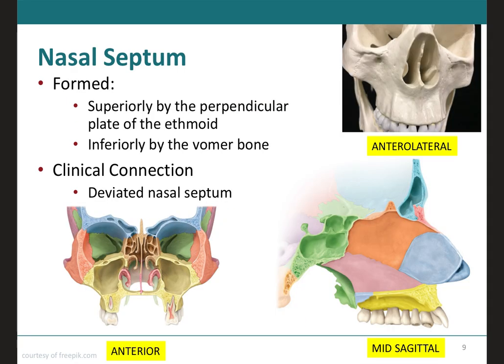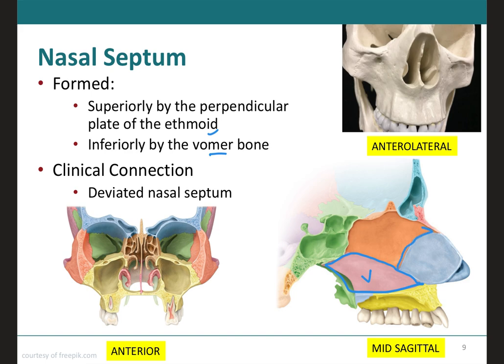Let's talk now about the nasal septum. The nasal septum is really formed by two bones, and a septum will always divide a compartment. In this case, the nasal septum is going to be dividing the nasal cavity. The bones are the ethmoid bone and the vomer. The vomer is going to be this flat pinkish bone right over here. So this is your vomer. As you can see, it's going to form the inferior portion of the nasal septum.